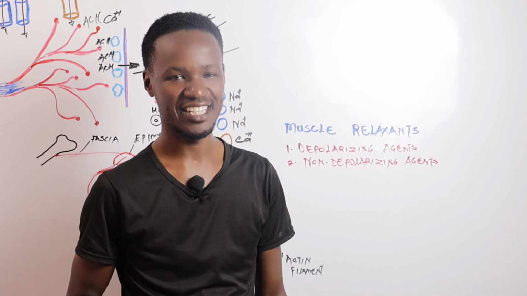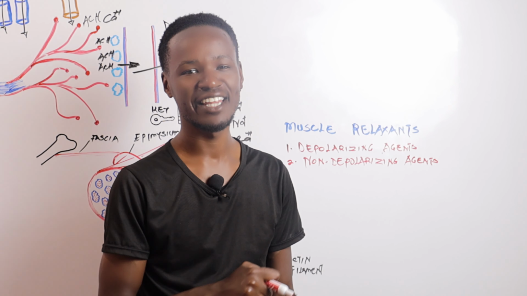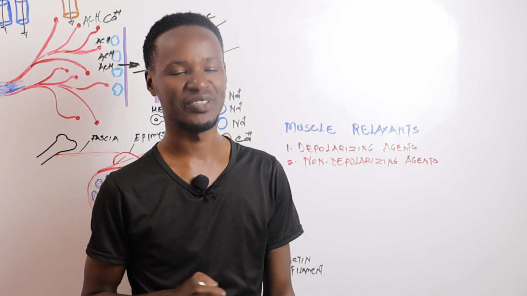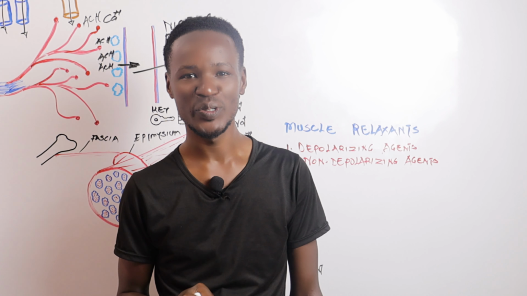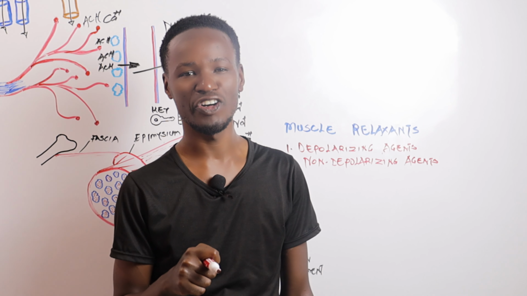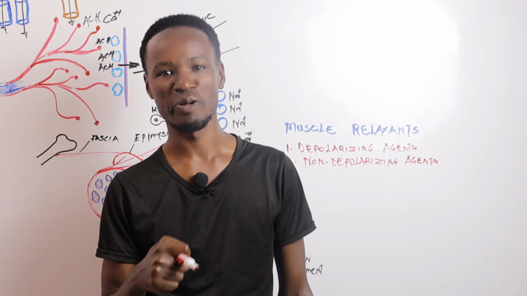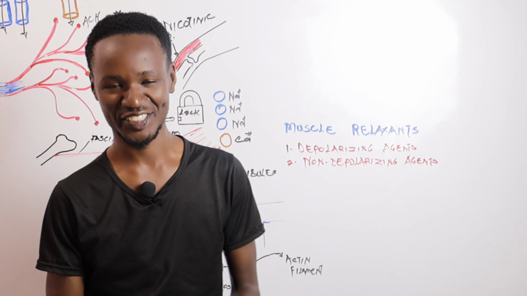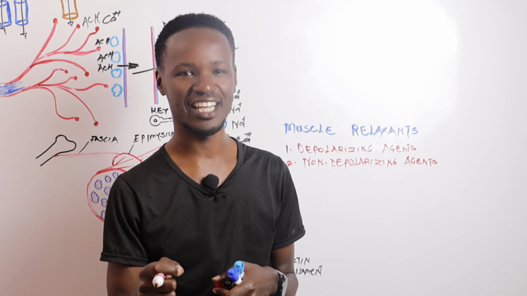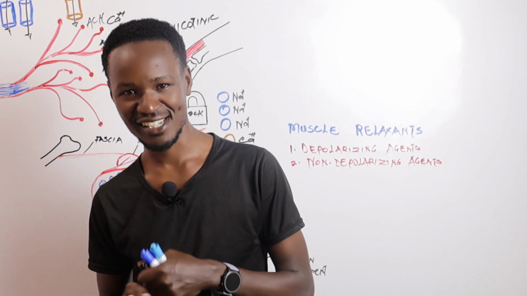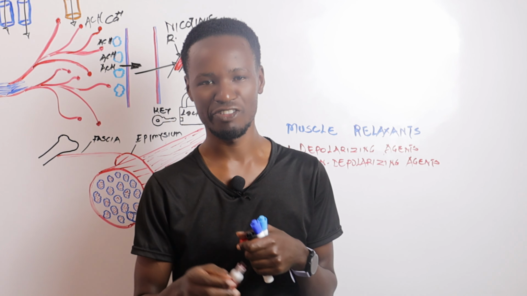For depolarizing agents, these medications mimic the action of acetylcholine. But for non-depolarizing agents, these medications block the action of acetylcholine. So in other words, they block acetylcholine from attaching itself to the nicotinic receptors. So these two medications, the depolarizing and non-depolarizing agents, are the mimicker and the blocker. So let's now go deeper into how they play their role.